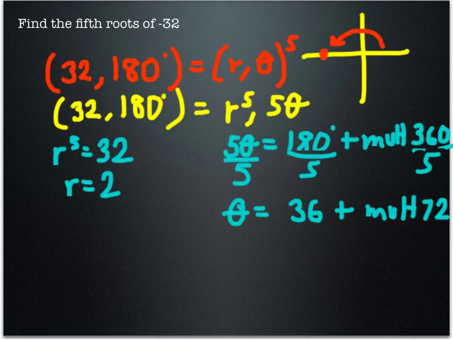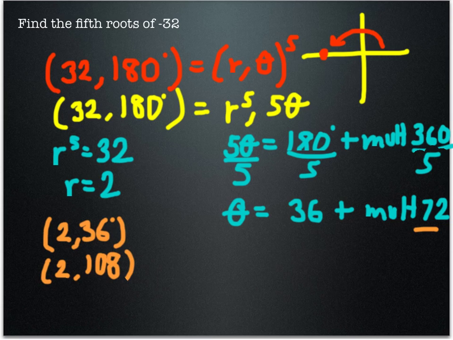Remember that there's going to be 5 of them. So my first one is going to be, maybe I'll get a different color here. How about that? My first one is going to be 2, 36. I'm just writing these in abbreviated polar form. My next one will be 2, but then I need to keep adding 72 to each one of my subsequent angles. So that's going to be 108, I think. My next one is going to be 2, then I need to add 72 again, and I end up with 180.